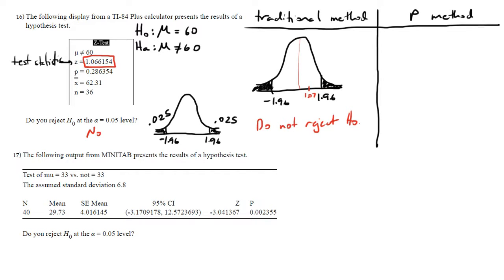Now, using the P method, I should come to the same conclusion. I must come to the same conclusion. The P method is, I think, a simpler method to use when you have all this information. The P method says this.